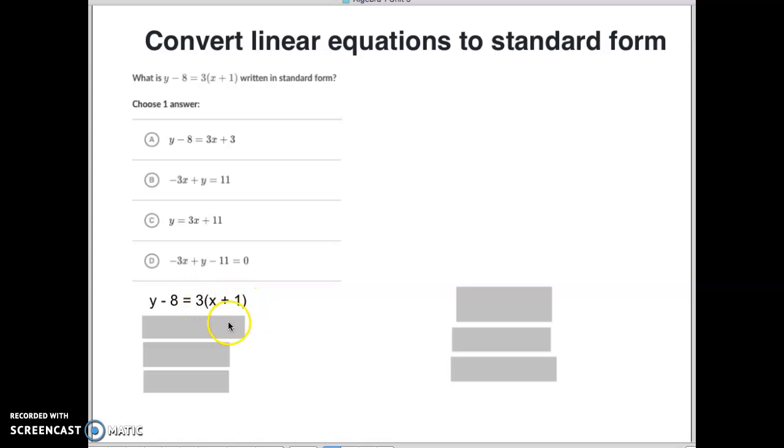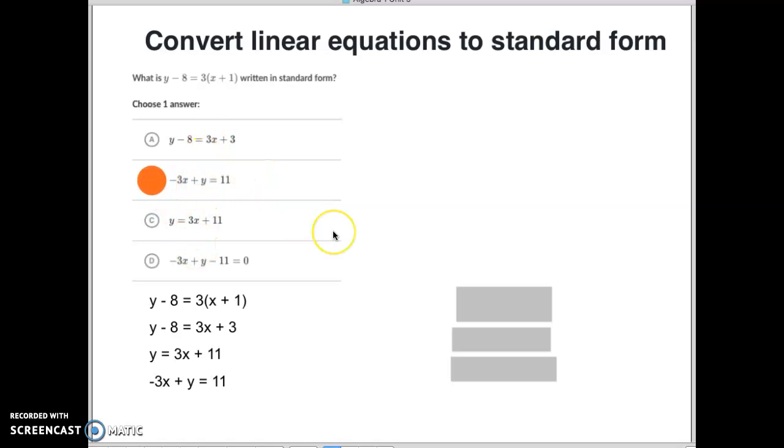First step, distribute the 3 to both of those. So you've got 3x plus 3. We're then going to add the 8 to both sides. So then you have y equals 3x plus 11. By the way, right there you're in slope-intercept form, which is pretty simple. And then you're going to add a negative 3x to both sides. So you have negative 3x plus y equals 11, which when you go up here and look, that would be letter B. How easy is that? Let's do one more here.